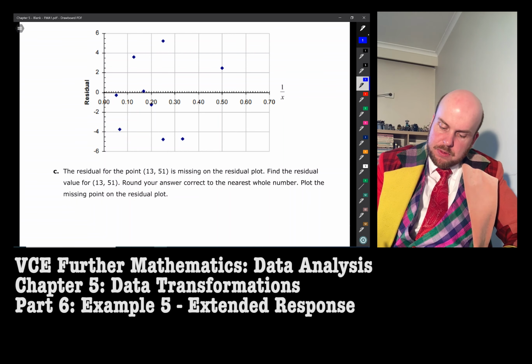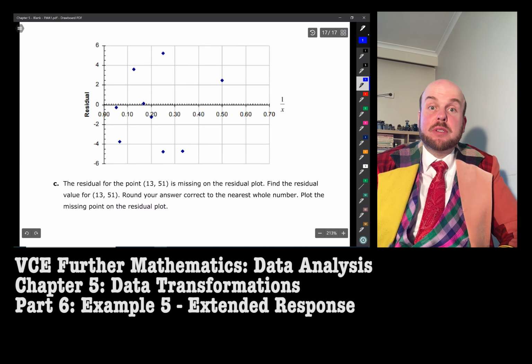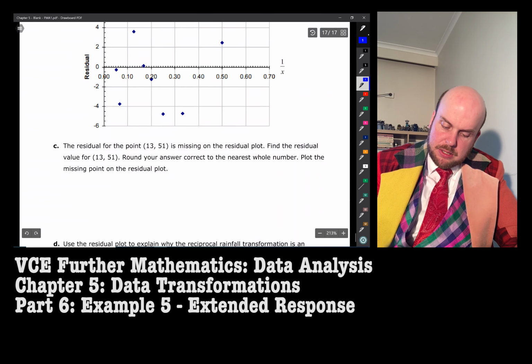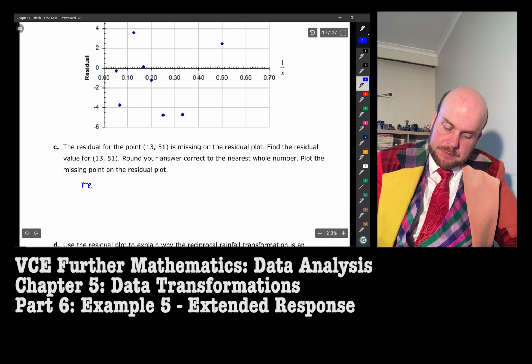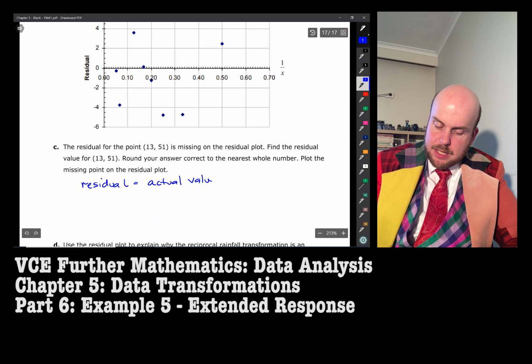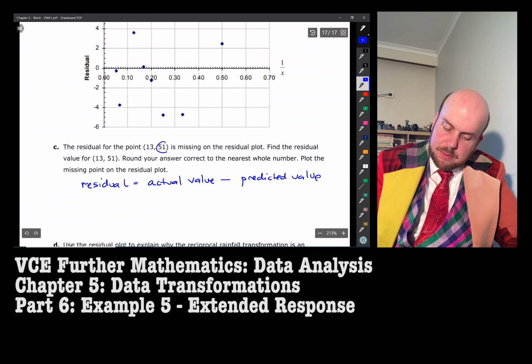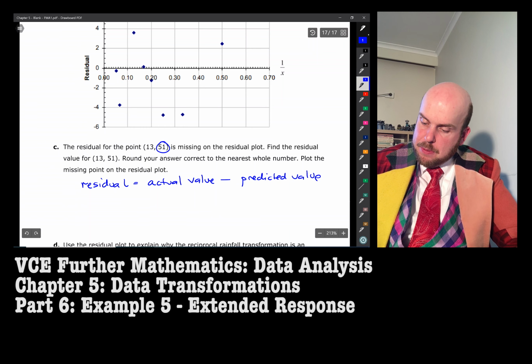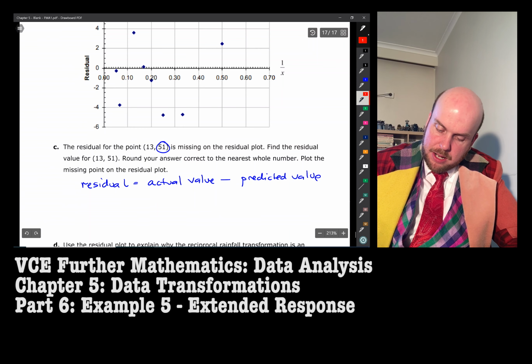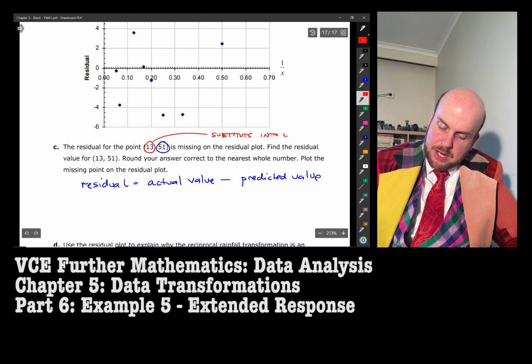So with residuals, we're wanting to put something on the residual plot. So just as a reminder, a residual is the actual value, take away the predicted value. And when I say actual value, I mean this one. And the predicted value is when I substitute that number in there into the equation.